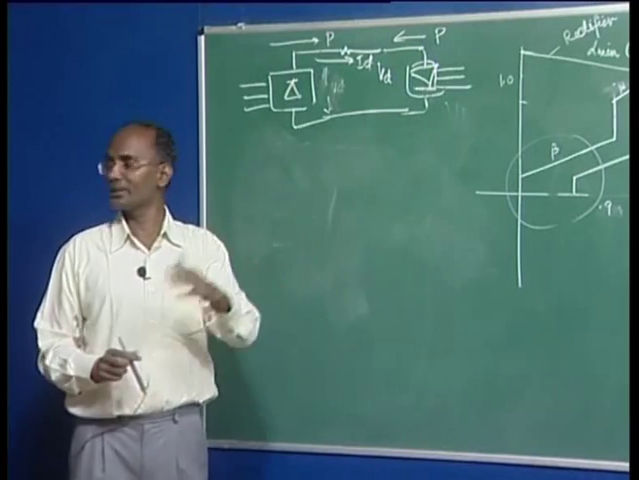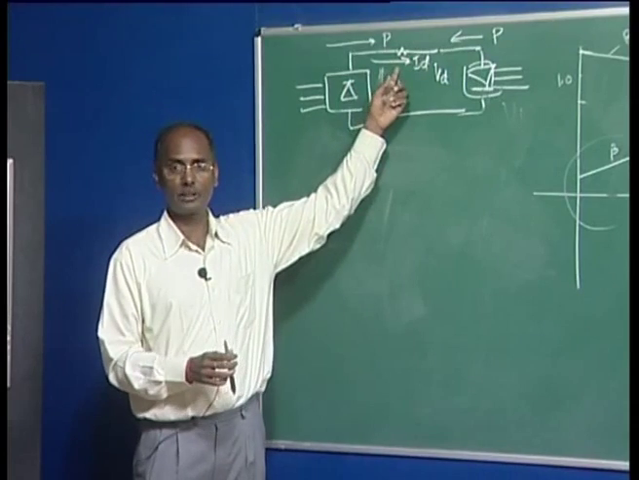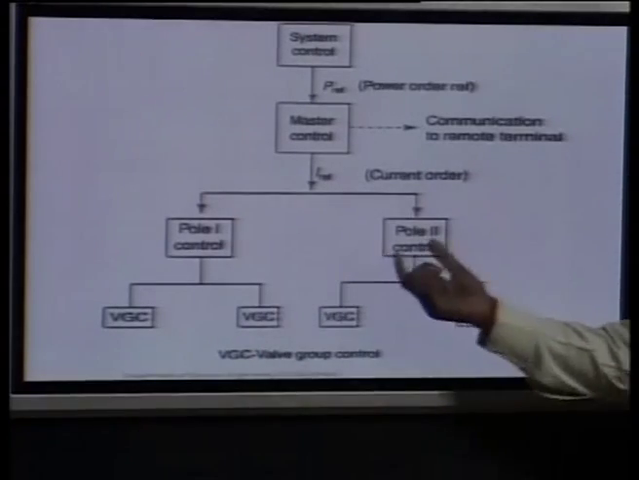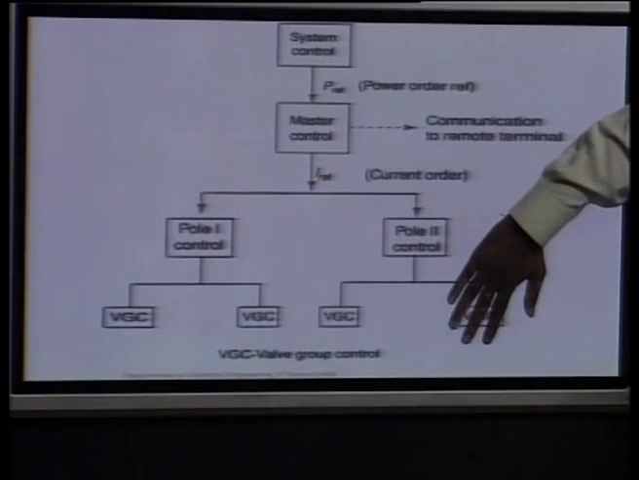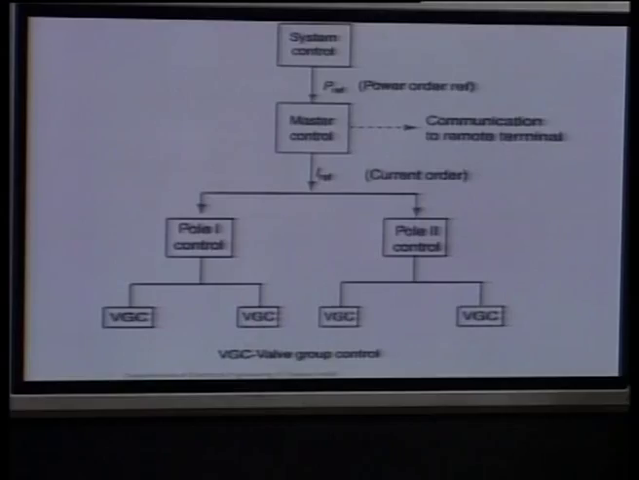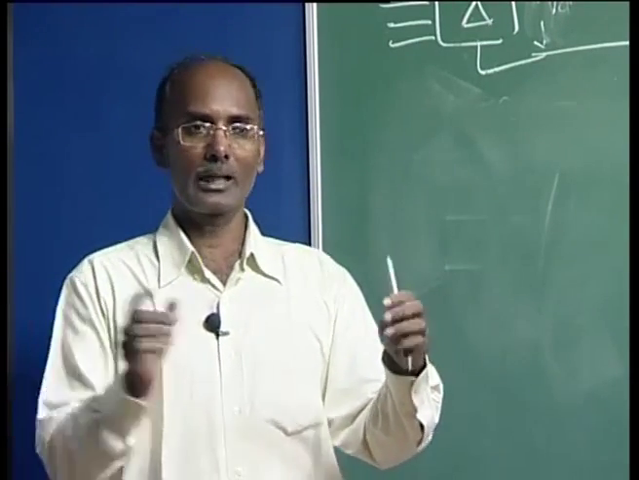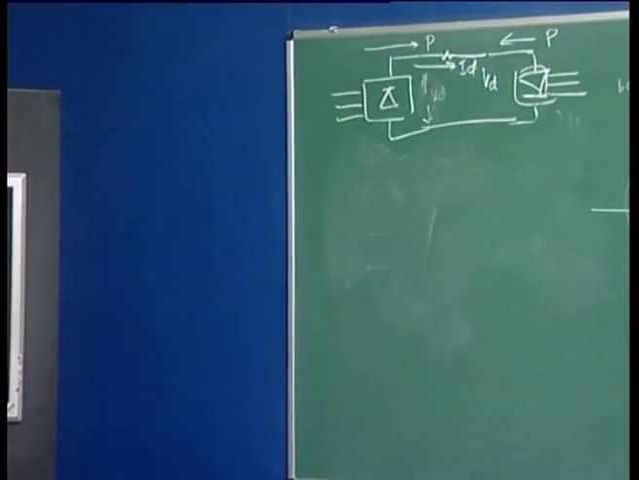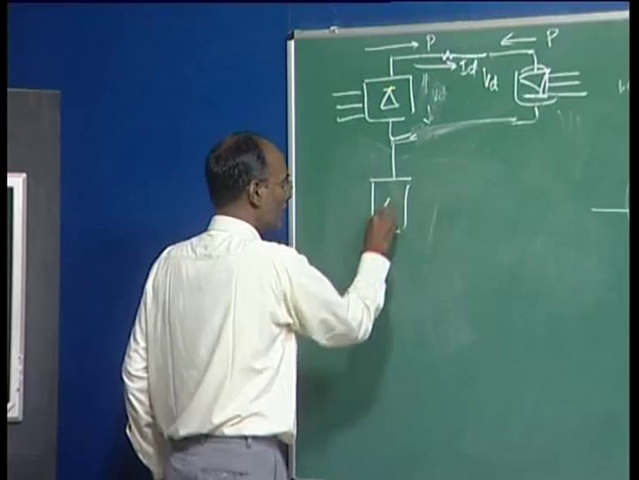So once the power reference is decided, then you have to calculate what should be the current reference. Then we have the two poles if you have bipolar. If you have only one pole, this portion is gone. If you have two poles, both poles should be coordinated in such a way that the same current flows. It is not that one is flowing a different current. For example, as I said, if you have a bipolar operation, this is your ground, and you have another rectifier here.